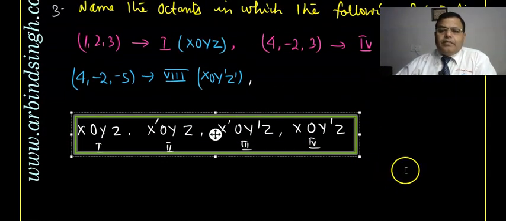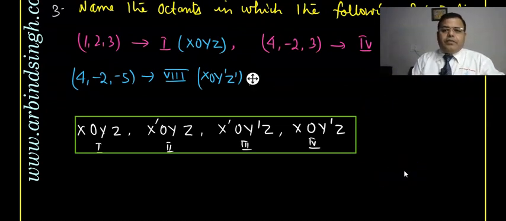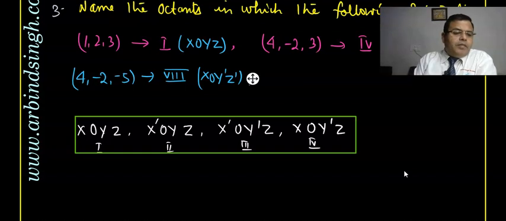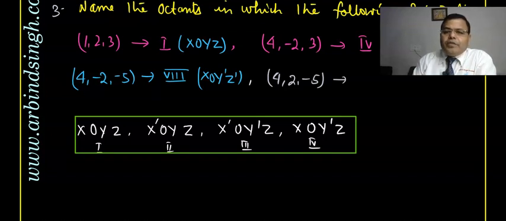Right. Now the next point is 4, 2, minus 5. Here x is positive, y is also positive, but z is negative. So opposite to that will be the 5th octant, because it lies in x o y z'.